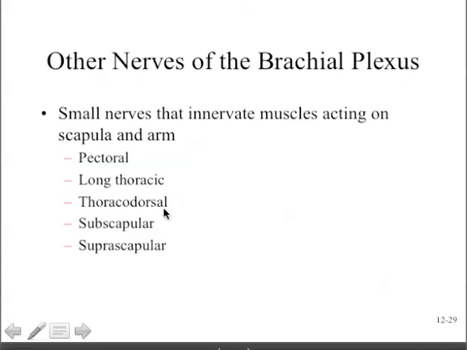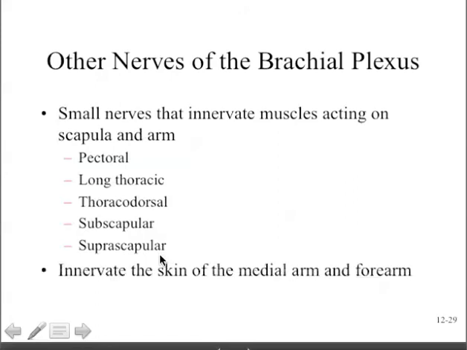The thoracodorsal is going to run towards the posterior aspect of the thoracic region. The subscapular nerve is going to run under the scapula, and the suprascapular nerve is going to run above it. So again, if you know your terminology, you can have a good idea about where these nerves are located. They innervate the skin of the medial arm and forearm.